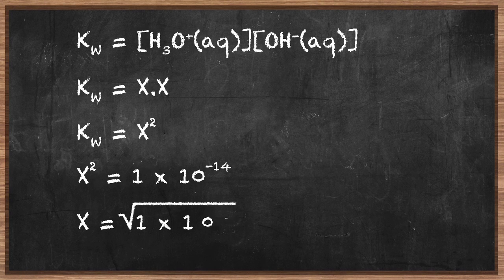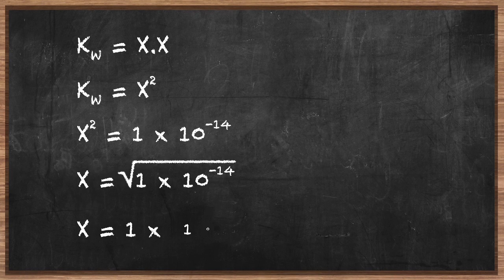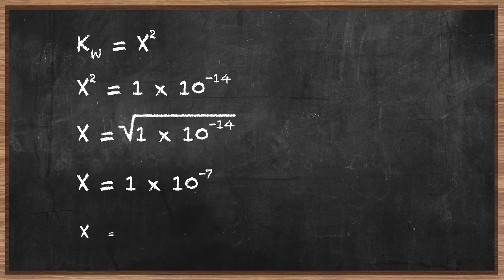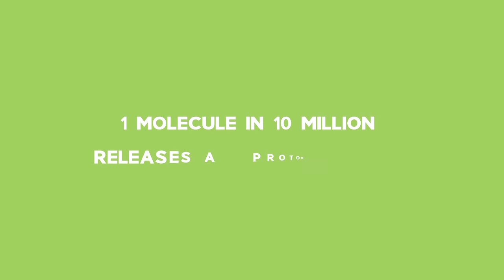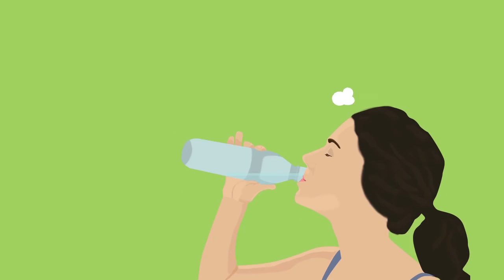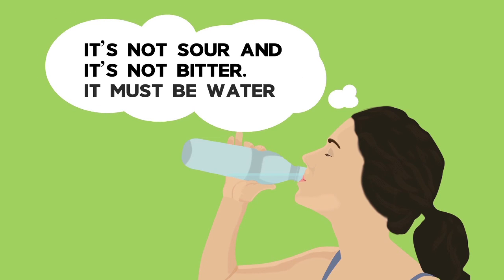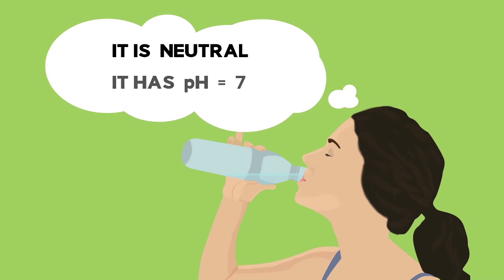Take the square root of X squared and its value. X is equal to 1 times 10 to the negative 7. X equals 0,6 zeros and then 1. One molecule in 10 million water molecules ionizes at 25 degrees Celsius. One molecule in 10 million releases a proton in water. No wonder we find that water does not taste sour or soapy. It tastes neutral. It is neutral. It has pH equals 7.